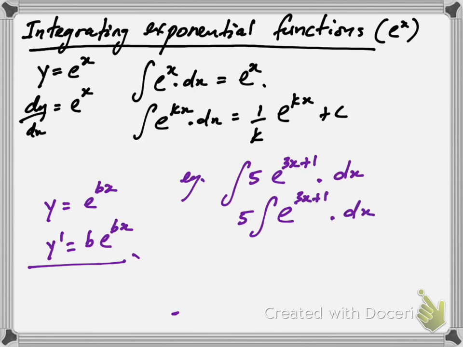If you integrate e to the power 3x plus 1, the answer will be e to the power 3x plus 1, and then you adjust for that 3. If you are differentiating, you multiply by 3; if you integrate, it becomes 1/3, meaning 5 times 1/3 e to the power 3x plus 1 plus c. And that's how you integrate an exponential function.